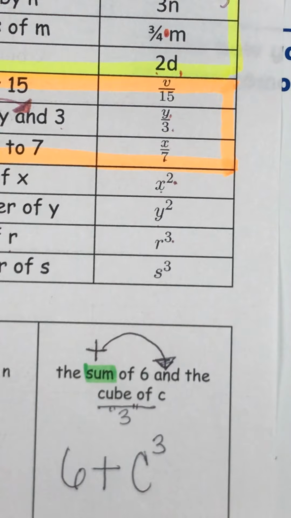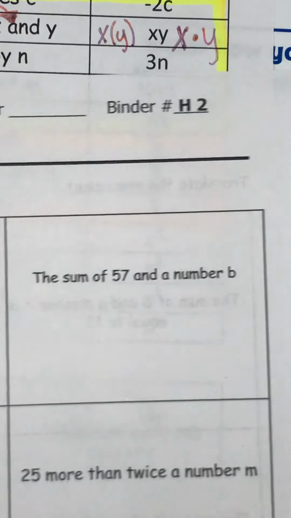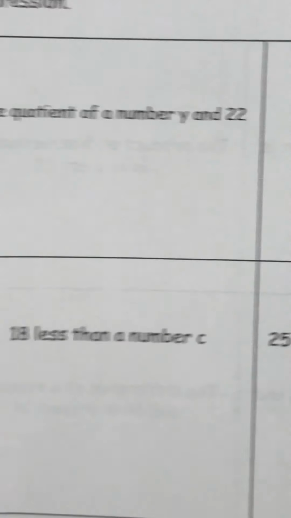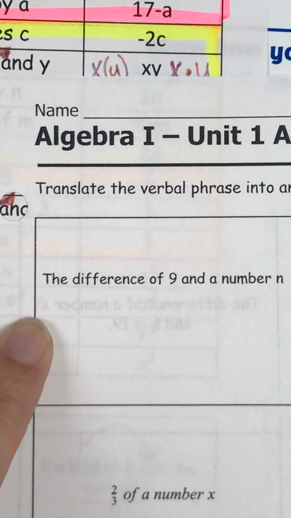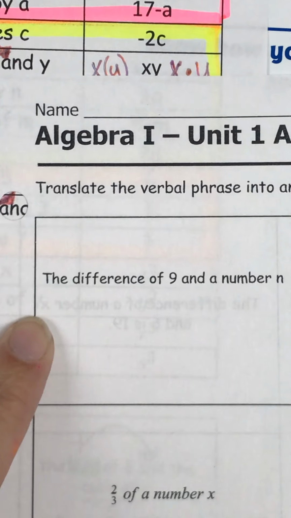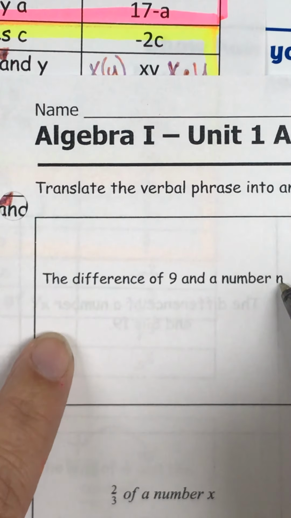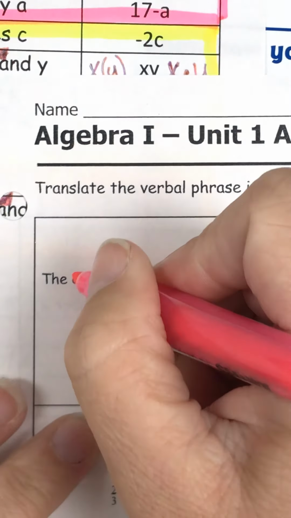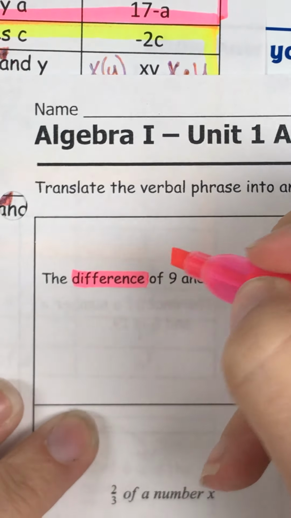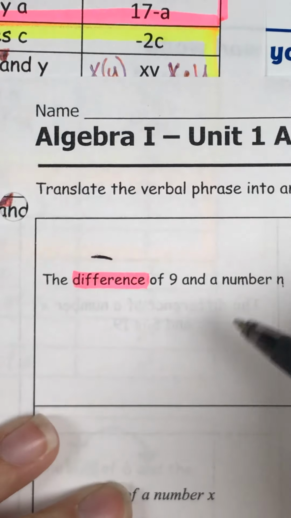Now on your assignment for this lesson, it's only on the front side, on page 1 of homework number 2, so H2. It'll say stuff like this: the difference of 9 and a number n. If "a number" is confusing you because it wasn't in the notes, it's just telling you what the variable is. So in this case, the difference means to subtract. So I'm going to highlight that one pink. I'm going to write a minus sign up there. And difference is the answer to a subtraction problem.